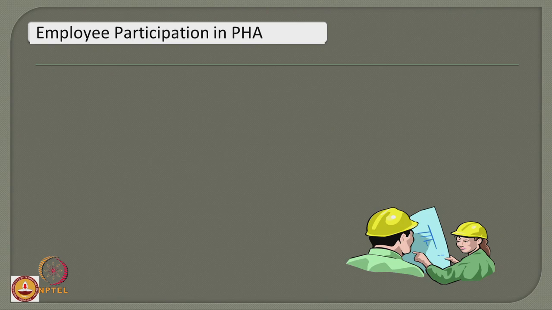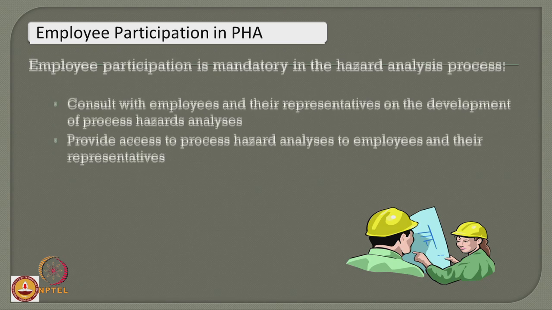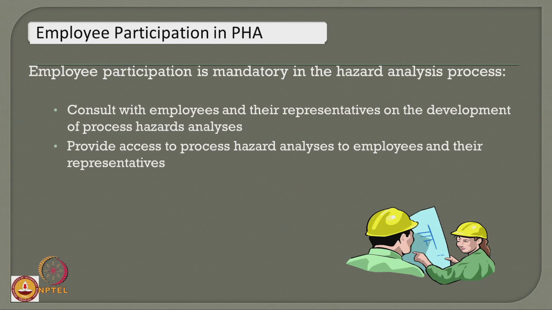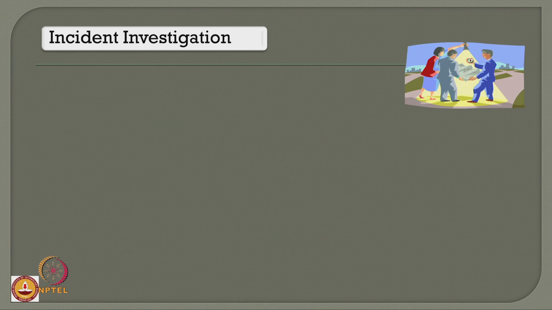Let us ask a question: what is the employee participation in process hazard analysis? Employee participation is mandatory if you really want to conduct a successful hazard analysis process. You must consult with your employees and their representatives on the development of the process hazard analysis. It provides access to the process hazard analysis to employees and their representatives.